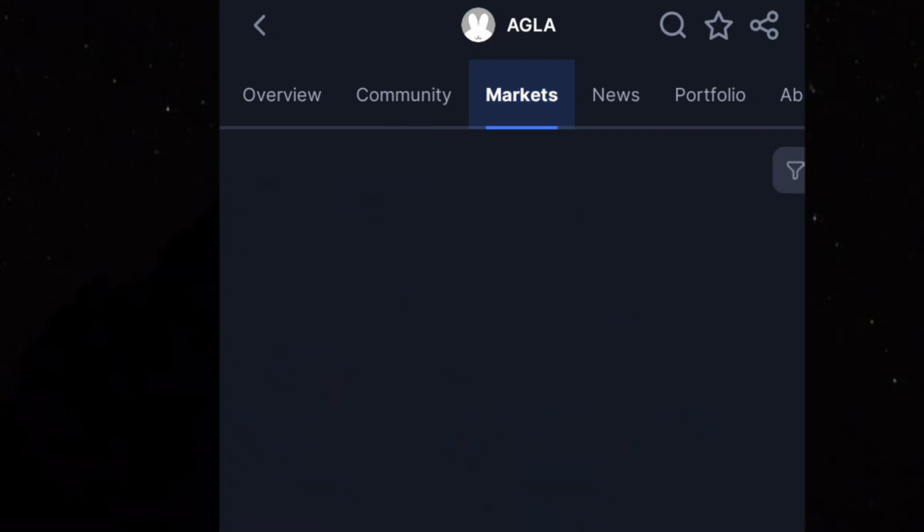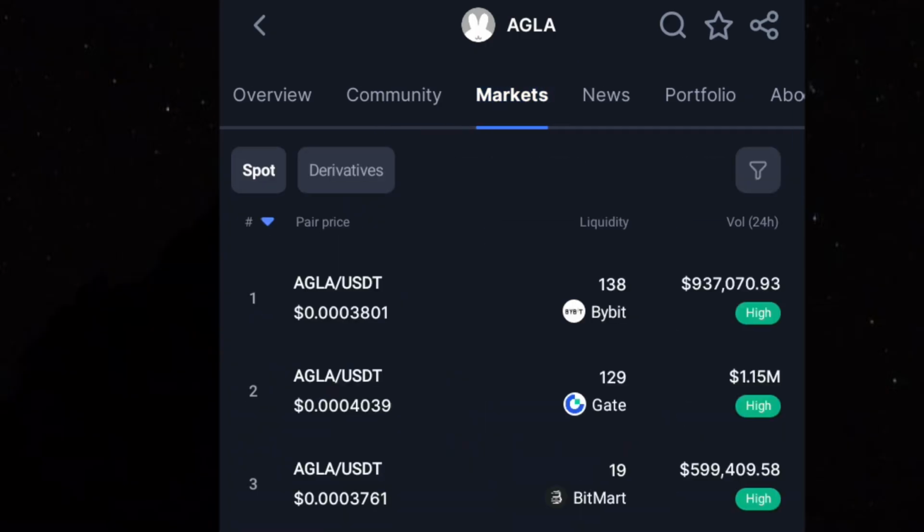So I'm going to click on markets, and I'm certainly going to advise that you use signals where the percentage profit is higher, which is going to be cool for you. So once you are here, this is what you find. Sorry, I mistakenly paused it. So you can see the price here on Bybit is 0.3801. Here is 0.4039 and all of that. And this is actually interesting and cool.